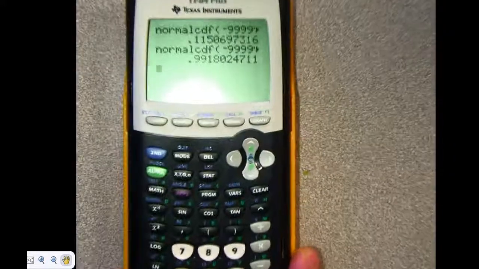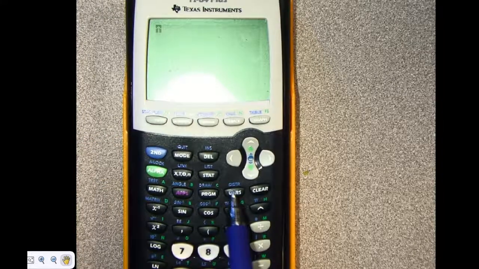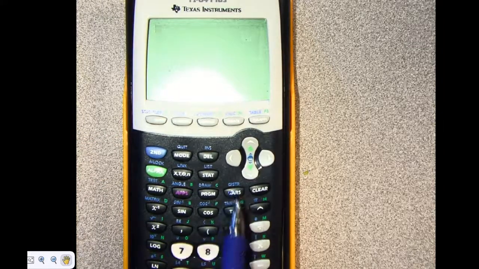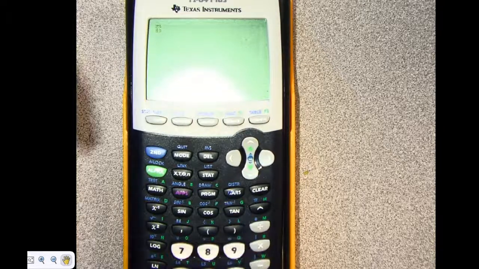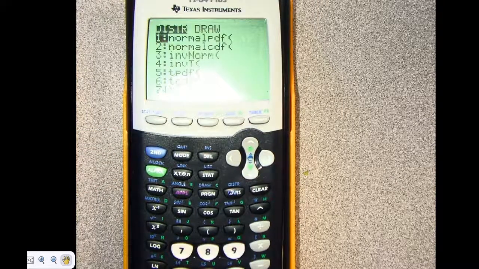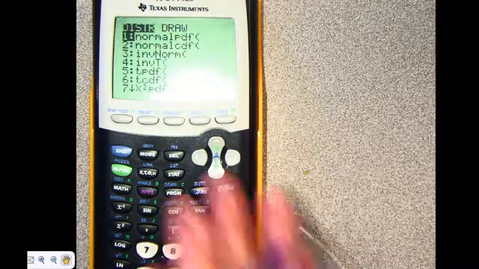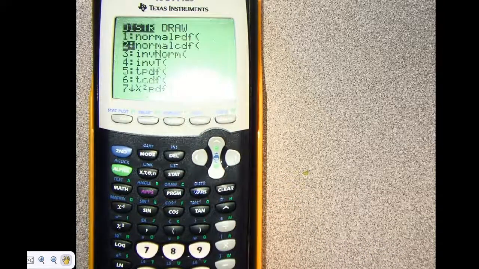And some people's look a little different, so we might have to do this twice. But I'm going to hit second and then vars. So you see how above vars it says distr? That's for distributions. We're looking at a normal distribution. So hit the second button and then the vars button, and you should get this menu. And then we want normal CDF.